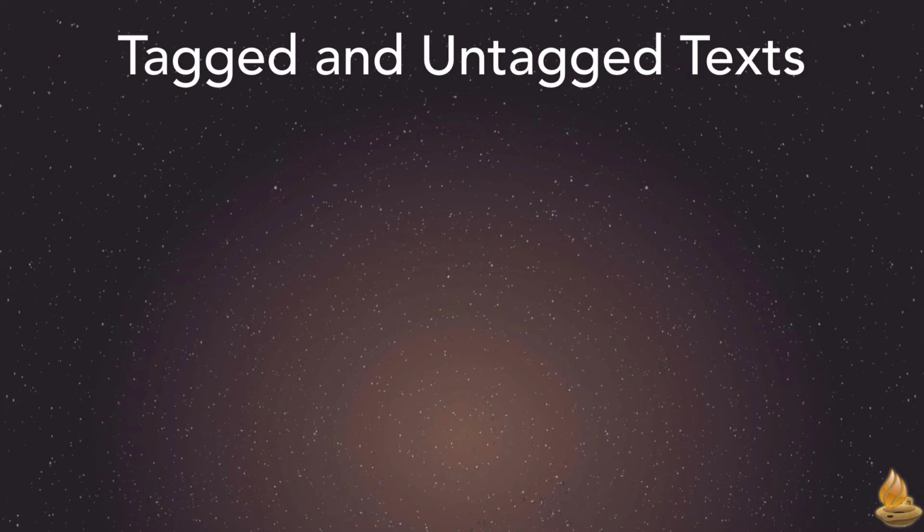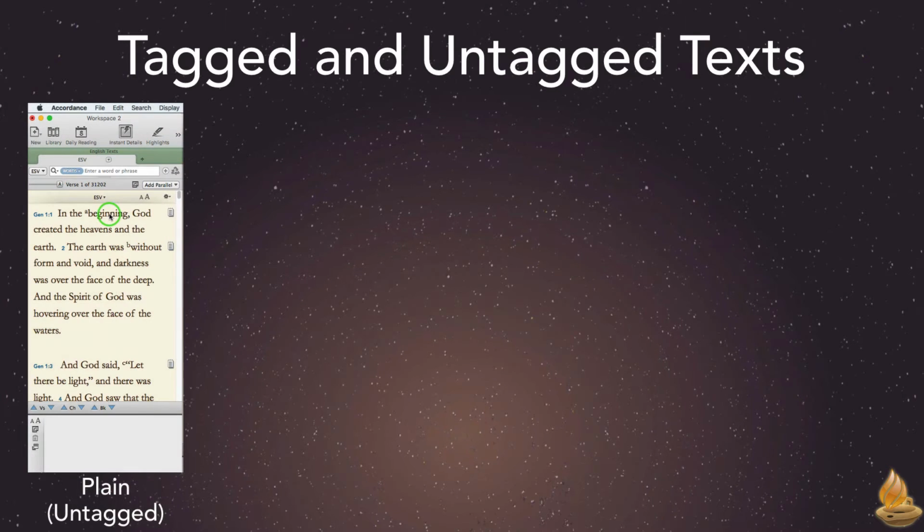We can purchase 4 different basic types of text in Accordance. Plain Bibles and texts are the least expensive. They include the text but nothing else. Placing a cursor over a word doesn't highlight it, and no additional information appears in Instant Details. The other three kinds of Bibles and Texts in Accordance are all tagged with various kinds of information, but the information varies with the type of text.